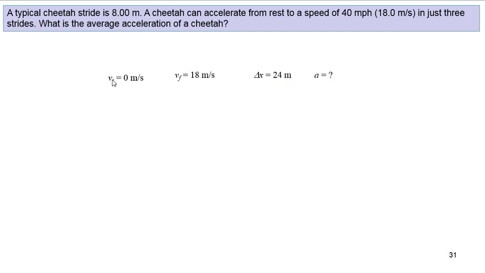So now I have identified the 4 kinematic variables that I want in my equation. If you look at the equation list, you'll see that it's equation number 3, the third one on the list: v final squared equals v initial squared plus 2a delta x. I can plug in all the values I know, and then I can solve for a.